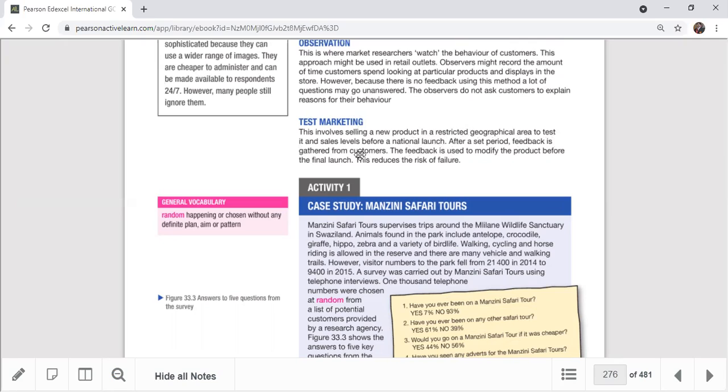If the feedback is positive, then you're going to launch it fully national. Why? Feedback is used to modify the product before the final launch, and this reduces the risk of failure.